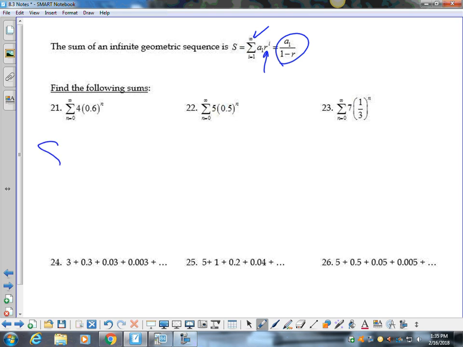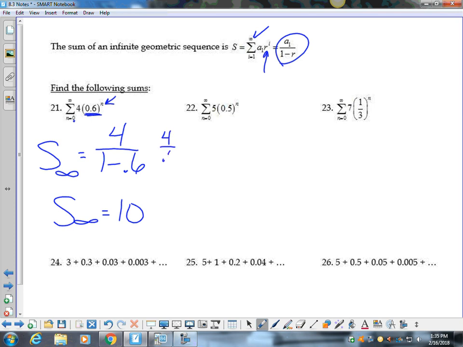So let's see, the sum to infinity. First term, plug a 0 because that's where I'm starting. Plug a 0 in there. That's going to wipe this out, make it a 1. So that would be a 4 over 1 minus 0.6, which is 4 over 0.4, which is a 10. Make sure you're good with all the typing in.